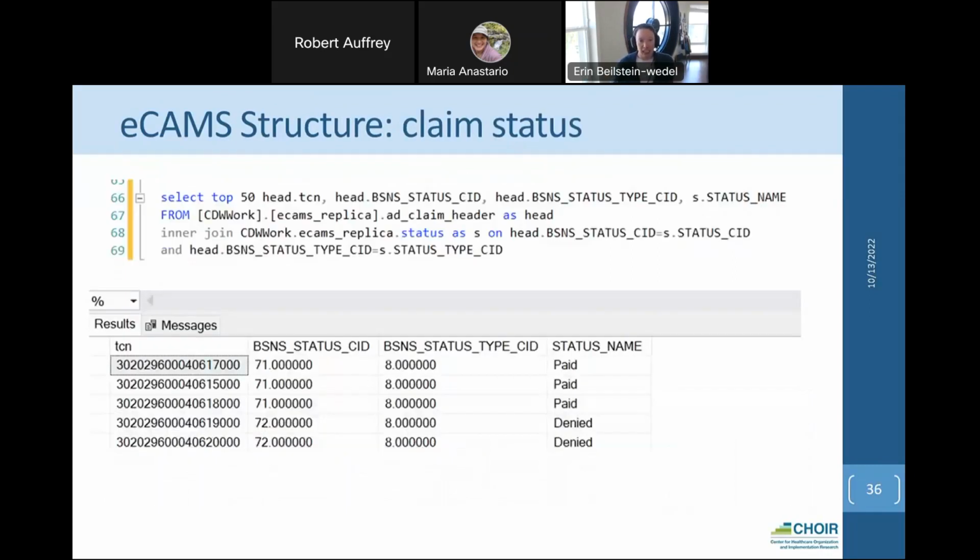Claim status is a little complicated to get out of eCAMS. The DIM table in eCAMS is a little bit like the DIM table in Cerner if you've had to use that for some fields, but not for all fields. So this code here will get you the status, because otherwise you just see the second and third columns. So you just see like 71 and 8, which is not helpful for figuring out something was paid or denied. So you have to join to this status table in order to get that information out.